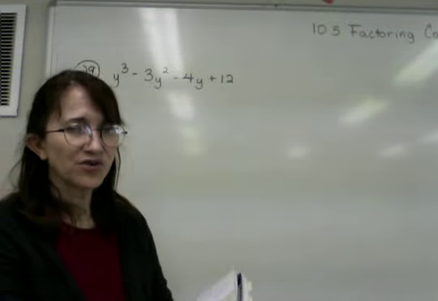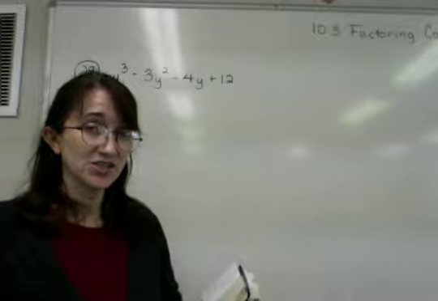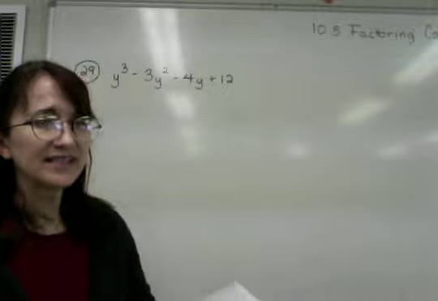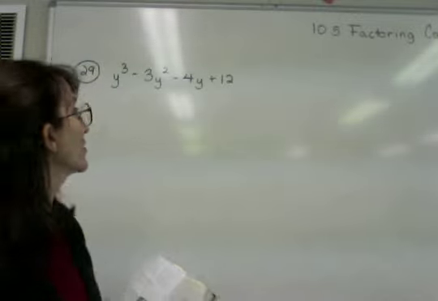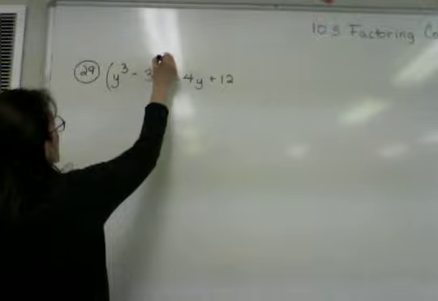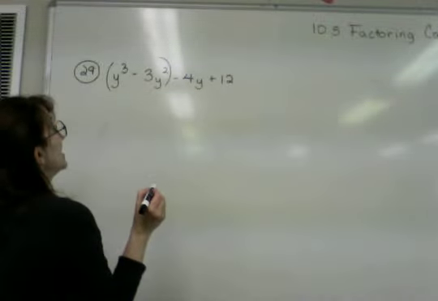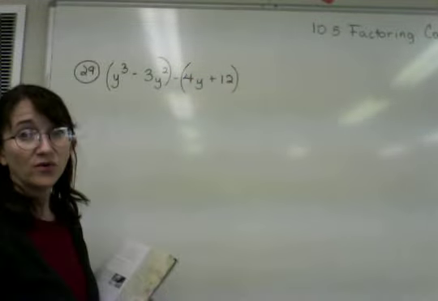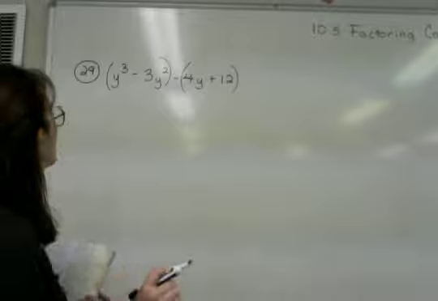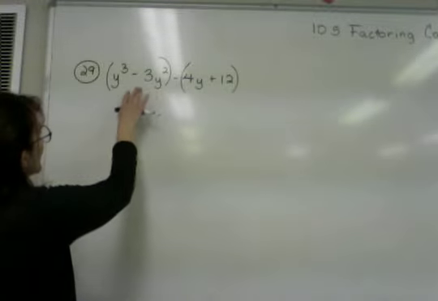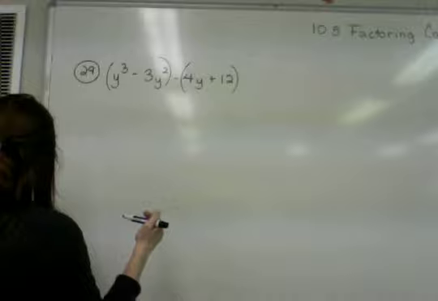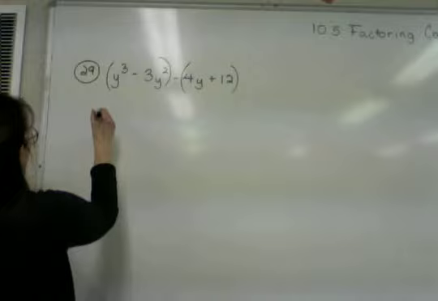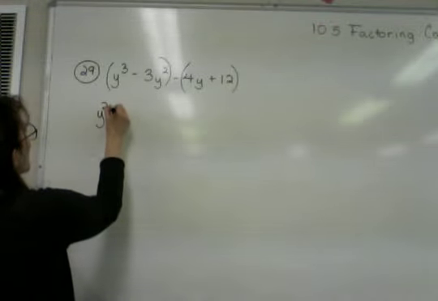So what was my strategy? It's the strategy you learned in today's chapter. The strategy, they said, is group it and then see if you can get some common factors from that. So we're going to group the y cubed minus 3y squared, and we're going to group the 4y plus 12. Is there something common in those groups? Well, in this group, the y is common, but not just y. If you noticed it, y squared is common. I know that's kind of weird, but y squared is common.